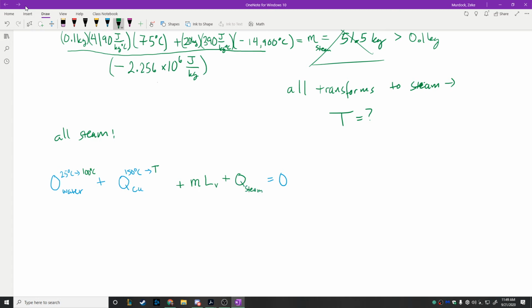and the steam would need to go from 100 up to T. That actually would be the harder part. This would be even harder, technically. I mean, to some extent. And then this would be just the mass of the water.